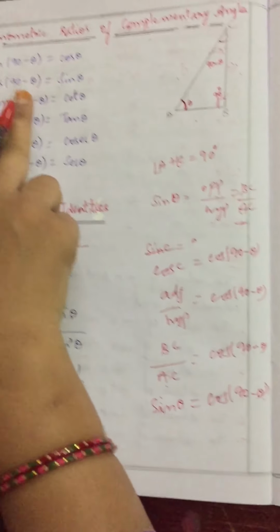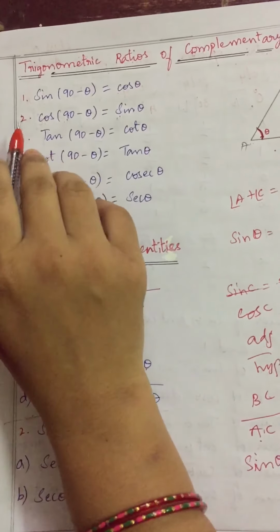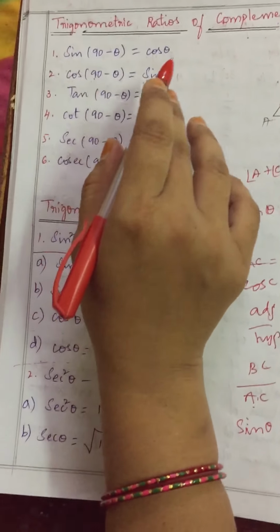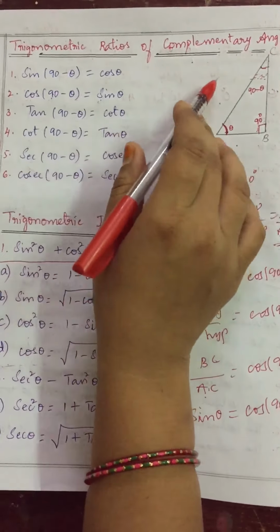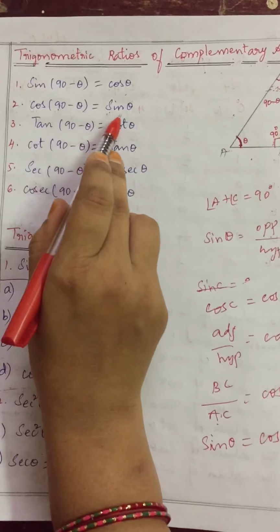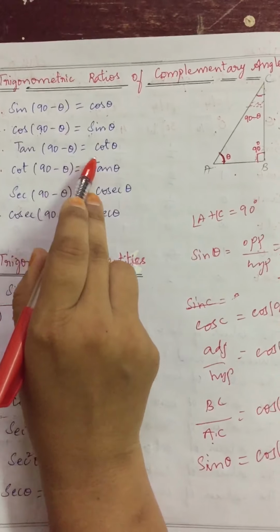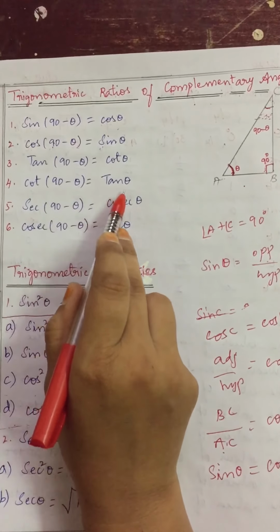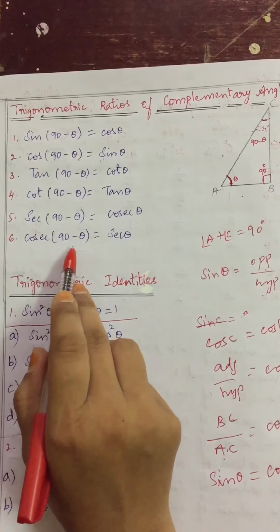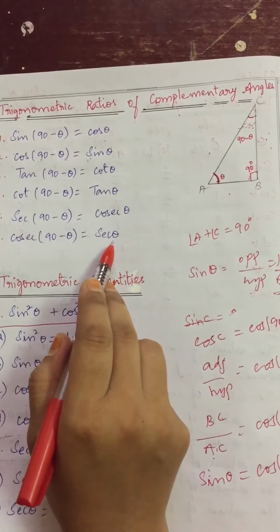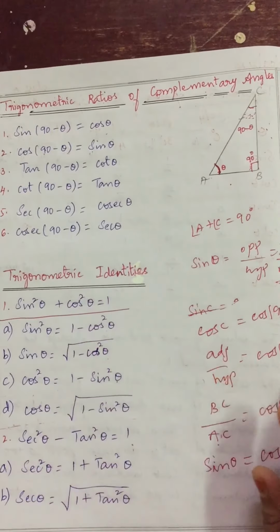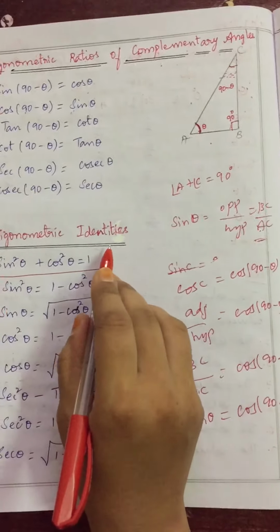In the same way we will find the remaining angles. So what are the trigonometric ratios of complementary angles? Complementary angle means the sum of two angles equals 90 degrees. Sin 90 minus theta is cos theta, cos 90 minus theta is sin theta, tan 90 minus theta is cot theta, cot 90 minus theta is tan theta. Secant 90 minus theta is cosecant theta, cosecant 90 minus theta is secant theta. Are you getting, children?